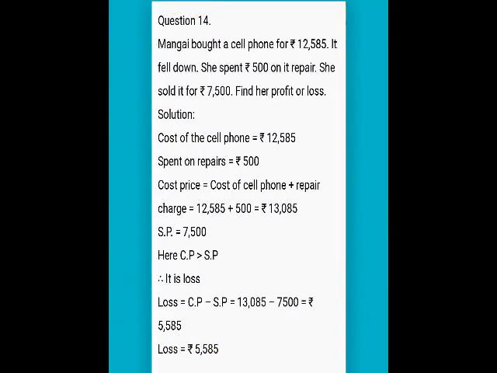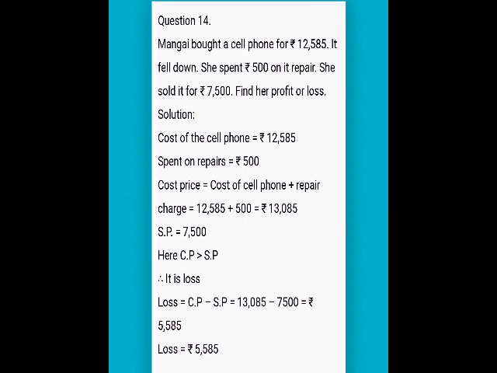Question number 14. Mangai bought a cell phone for rupees 12,585. It fell down. She spent rupees 500 on its repair. She sold it for rupees 7,500. Find her profit or loss. From the question itself, we can understand it is a loss. So we will find how many rupees is the loss. Why am I saying this? Because the cost price of the phone is itself 12,000, and she sold it for 7,500, which means it's a loss.